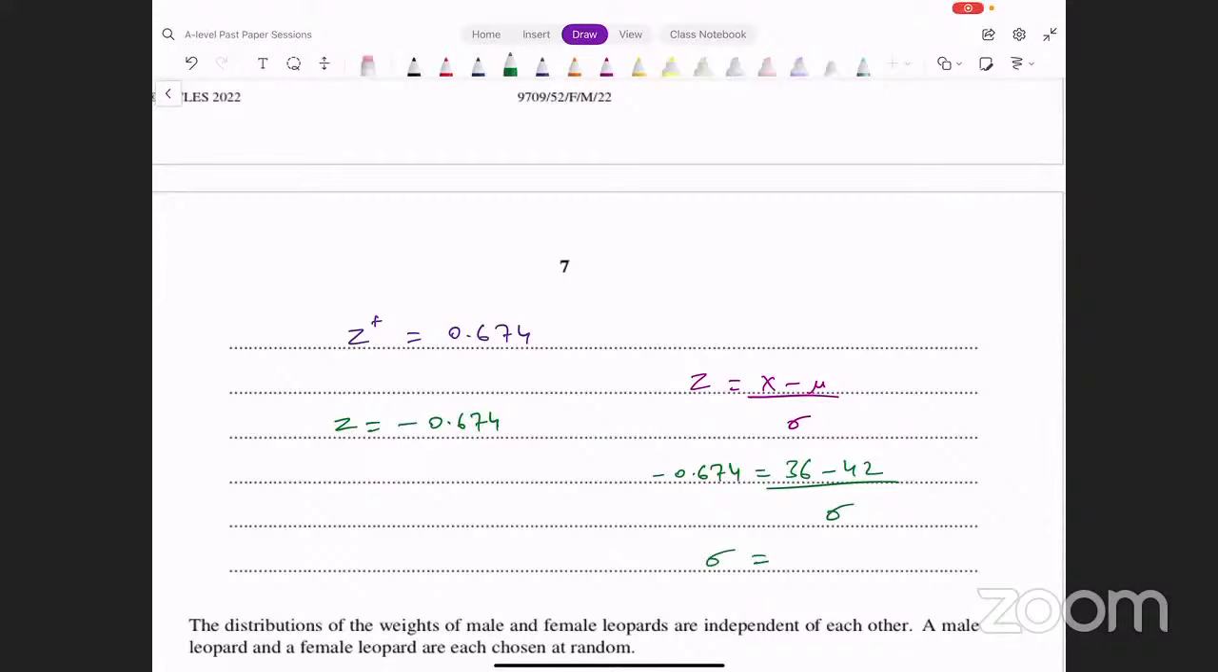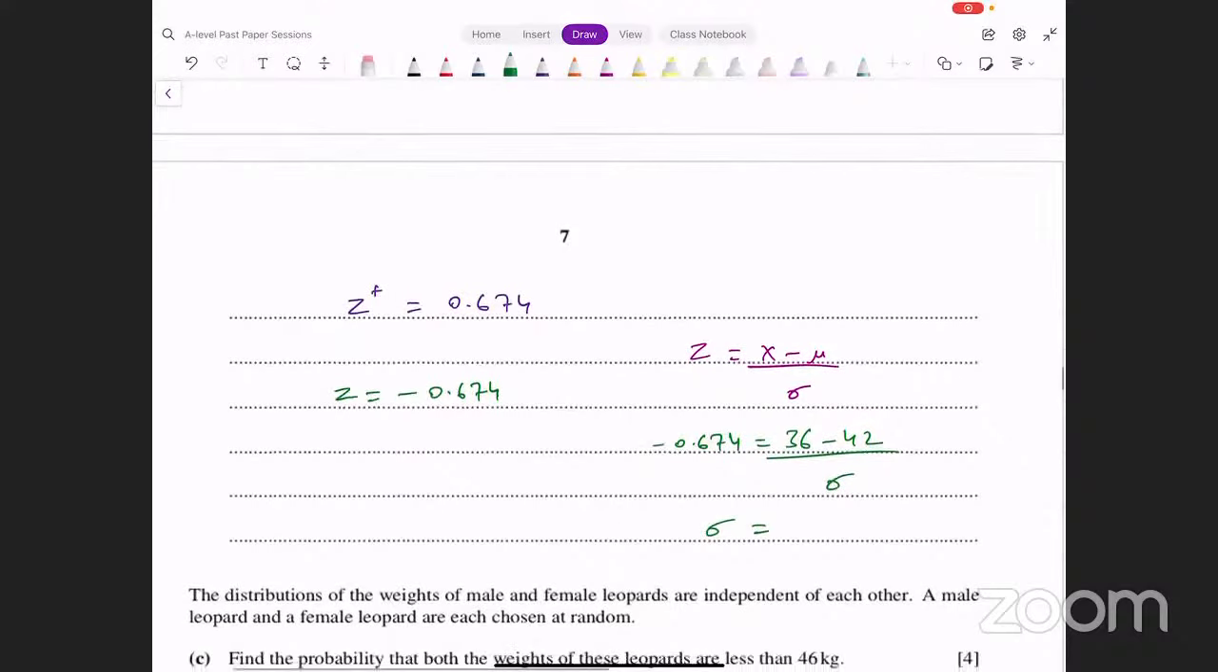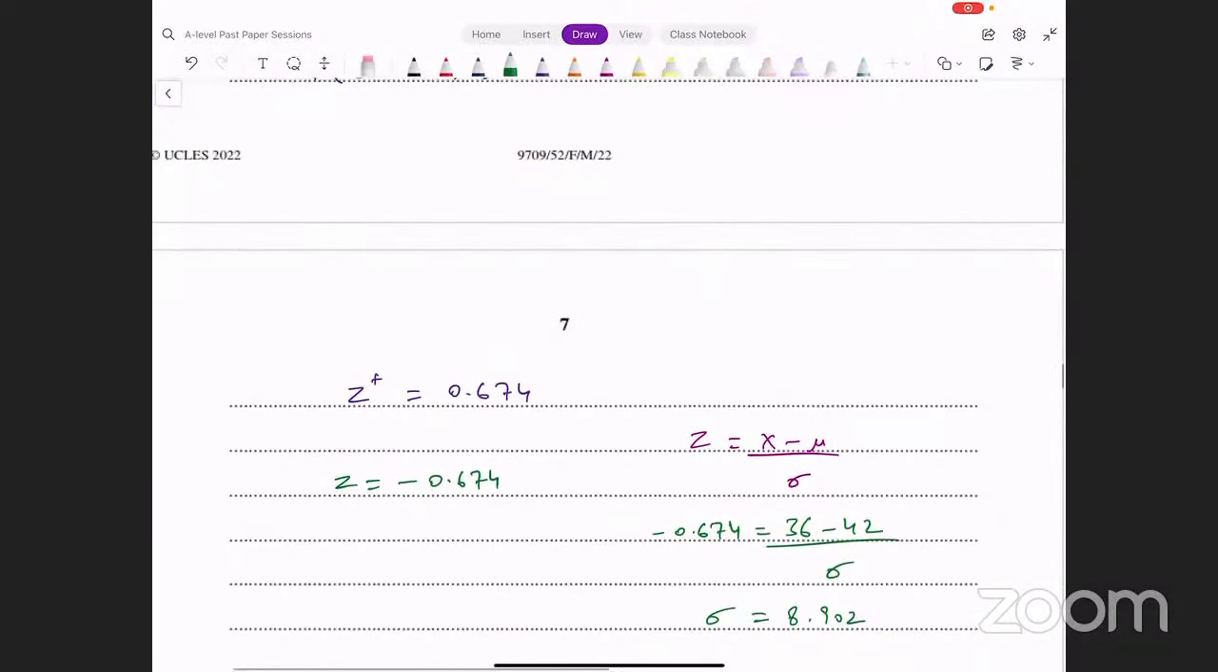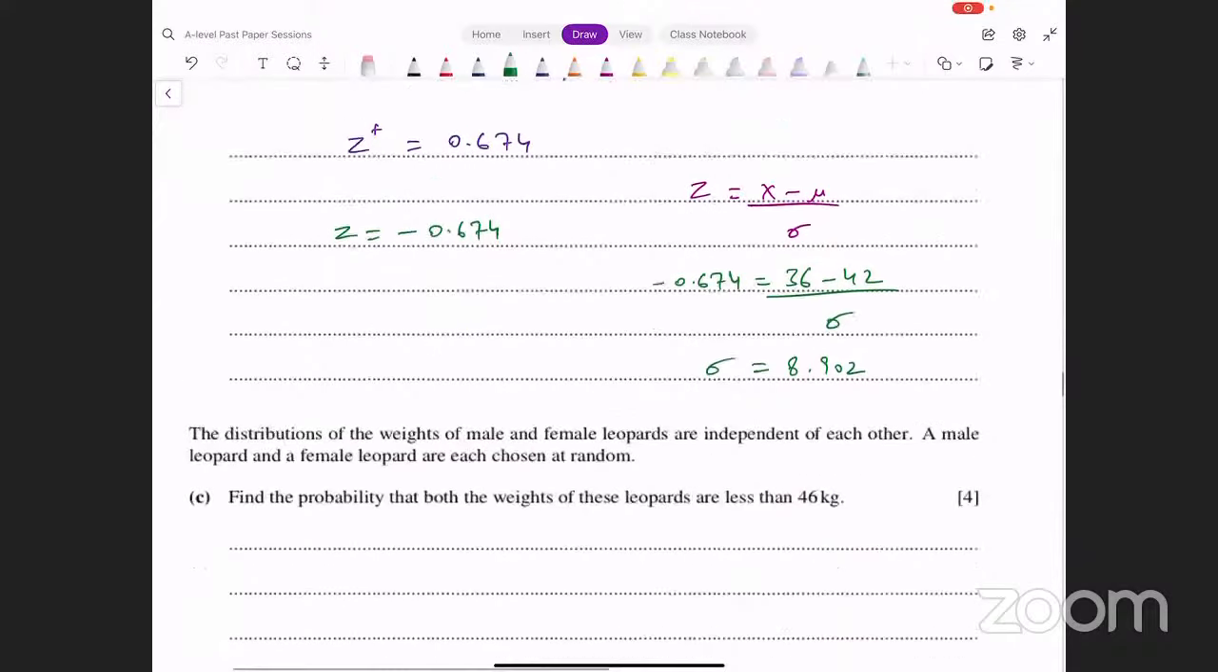ये evaluate कर लें. 6 divided by 0.674. This gives me 8.902. That's our standard deviation. This is the value of sigma. That's what we were looking for. Okay. All right, let's move on.